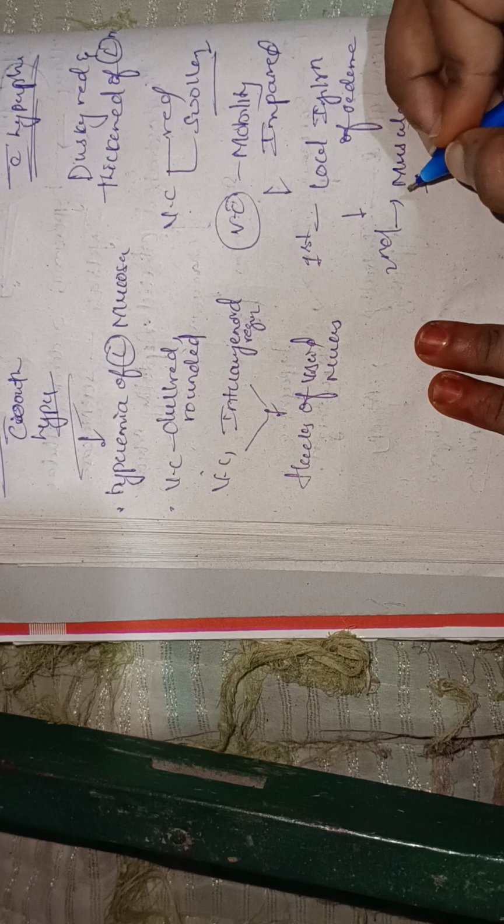Because of impaired vocal cord mobility, first we can see local infiltration of edema. Next, in the second stage, we can see muscular atrophy along with arthritis of the cricoarytenoid joints.